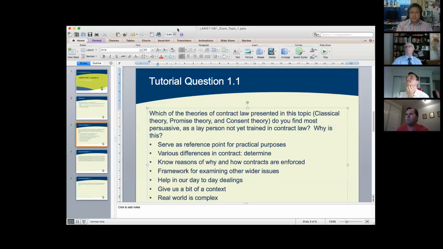Which do you suppose is the most persuasive for you as a layperson who is not yet trained in contract law, and why is this? And again, if you could, I'd like you to post your answers in the chat box. So please respond to this question. Which of the theories of contract law presented in this topic do you find most persuasive as a layperson not yet trained in contract law, and why is this?